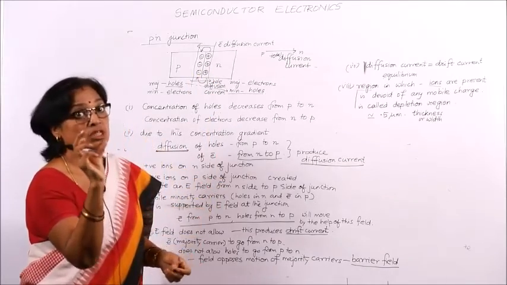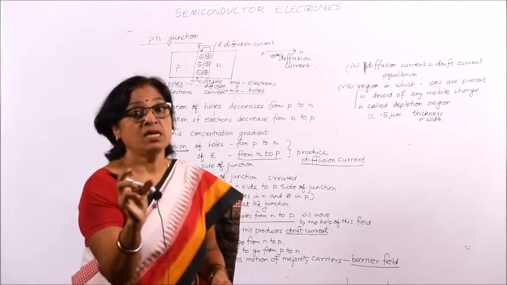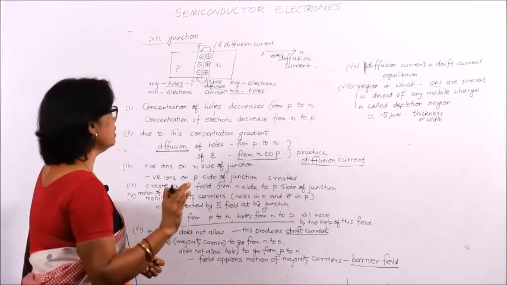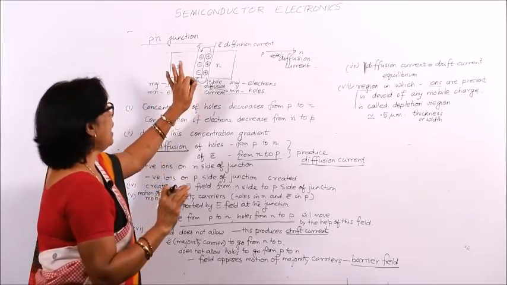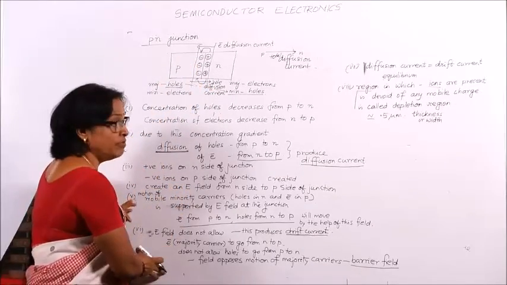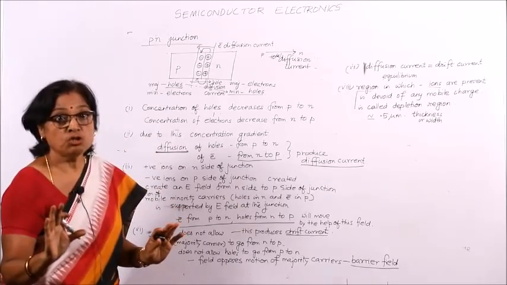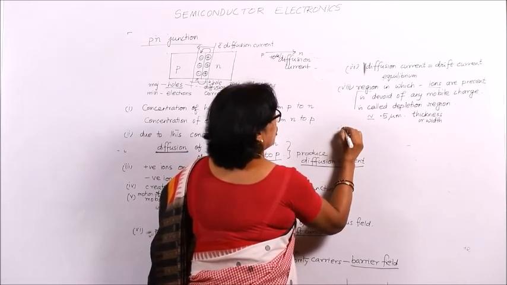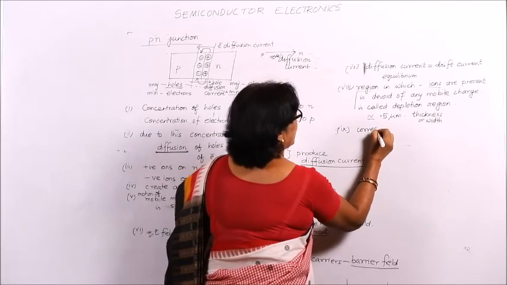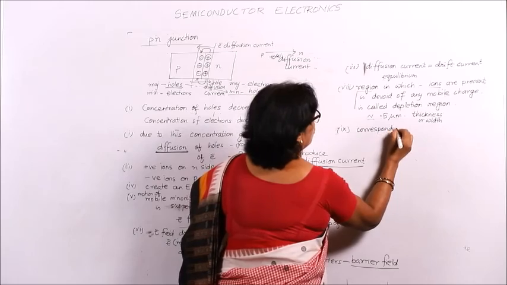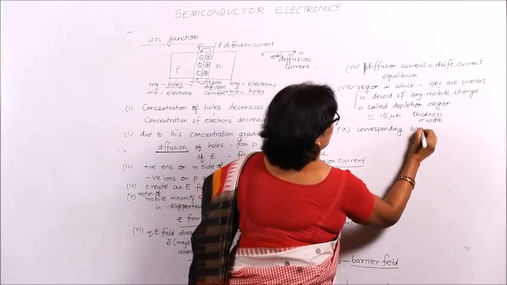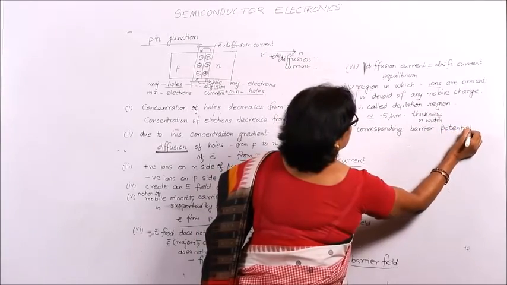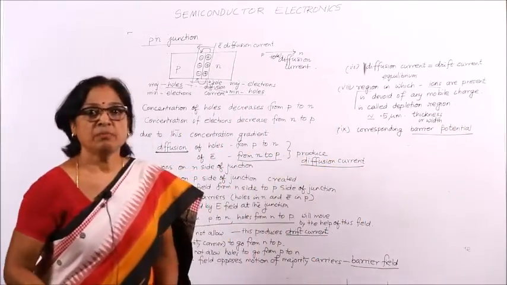The thickness of the junction where there are no mobile charges is called the depletion region, because it is depleted of all the mobile charges. And this junction has a barrier field. It will not allow the majority carriers to cross, and the corresponding potential is called barrier potential. The barrier field has a barrier potential.